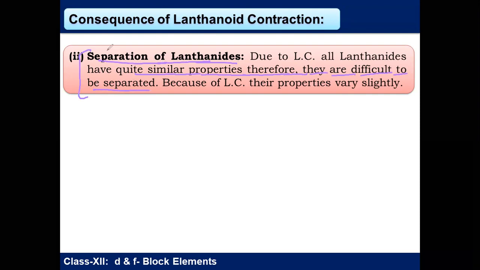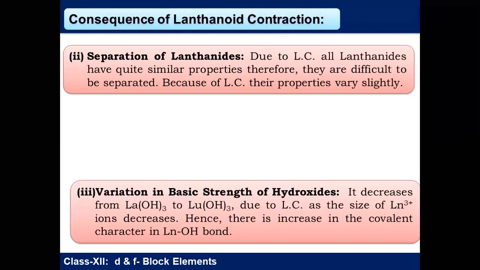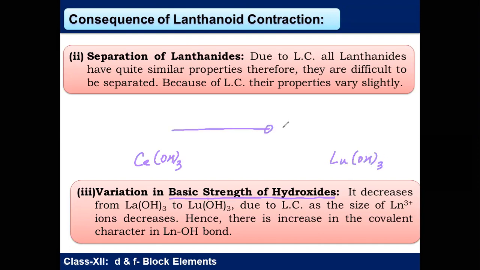And the last portion of the whole discussion is the basic strength of different hydroxides, rather trihydroxides, because it shows a valency of 3. So the hydroxide of cerium and the hydroxide of lutetium: as one moves from left to right, from cerium to lutetium, size is decreasing. As size decreases, you know that the covalent character has to increase, courtesy Fajan's rule.